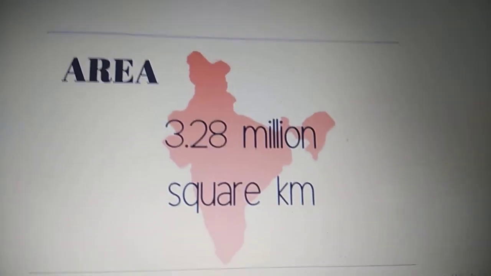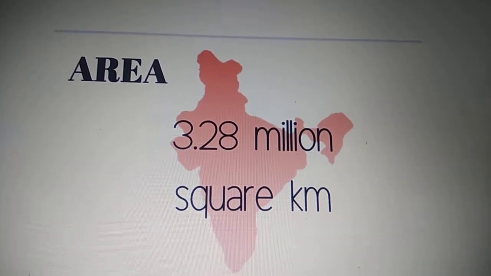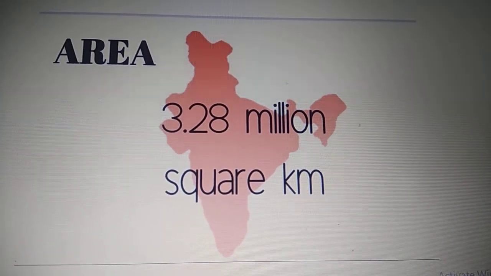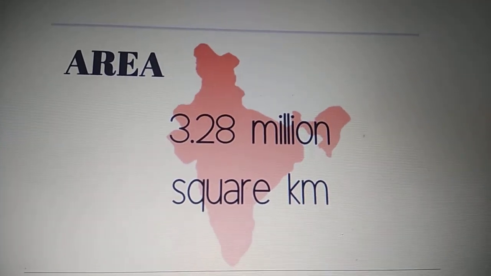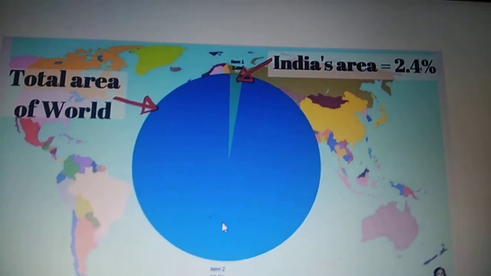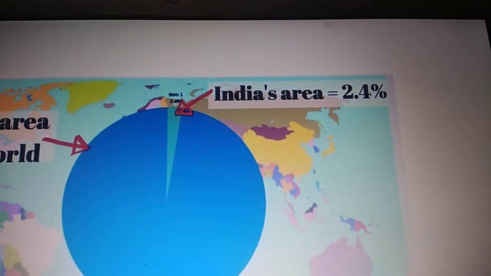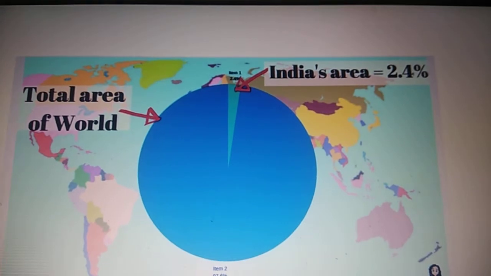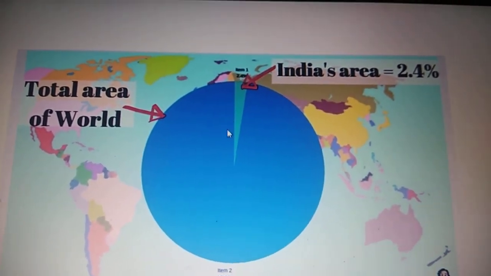Now children, let us look at the size of our country. What is the total area of our country? It is 3.28 million square kilometers. This area of our country is just 2.4% of the total area of the world. You can see here the total area of the world. So we are just this much in the world.